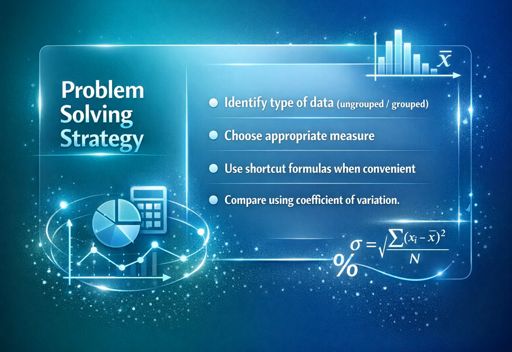Problem-solving strategy. First, identify whether data is ungrouped or grouped. Choose the appropriate measure based on the question. Use shortcut formulas when they make calculations easier. When comparing variability between datasets, always use coefficient of variation for a fair comparison.